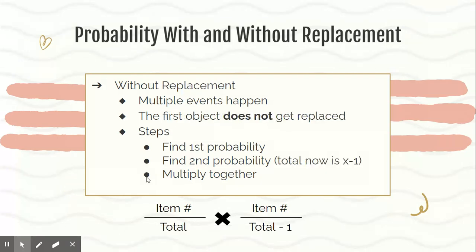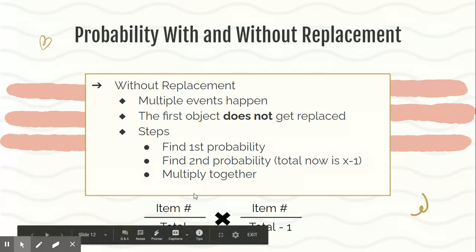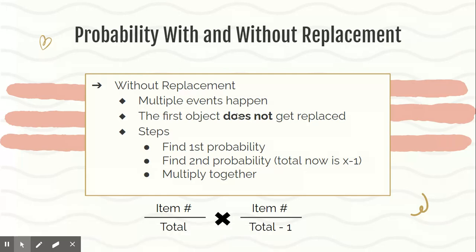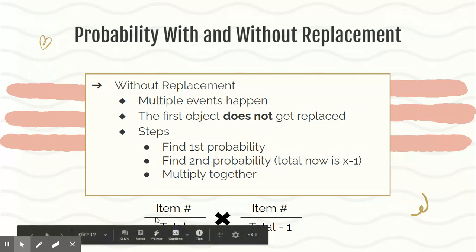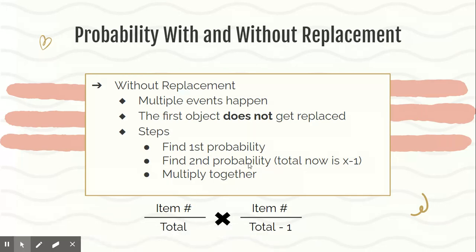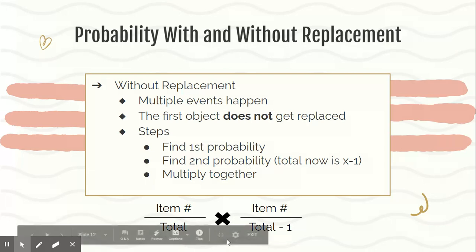Without replacement is still the same thing. Multiple events are happening, so I'm having two different things, three different things happen. This means the first object does not get replaced, so it doesn't get put back in the bag. So that's going to change the probability. We want to find the first probability, and that stays the same, item number over total. And then we find our second probability, but because it did not get replaced, I'm going to subtract one from my total. So now my total is one less. If I had 20 marbles in the bag and I took one out and didn't replace it, my total is now going to be 19. And then just like the other, we're going to multiply them together.